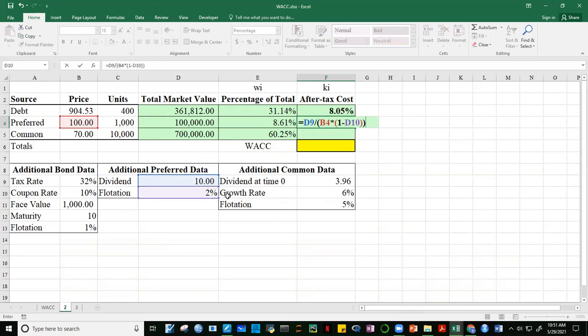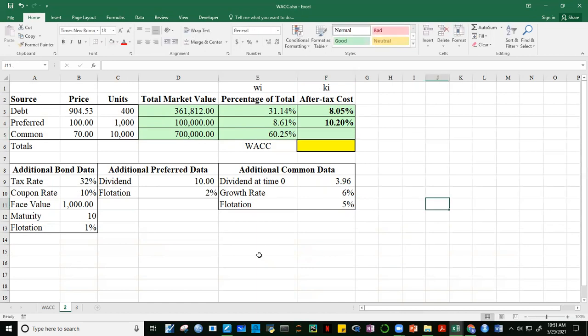Okay, the flotation cost kasi is shown in percent. So this is the percent of your price. So binawasan natin yung price ng, okay, so that's 10.2%. Ang cost ng preferred is 10.2%. And then lastly, okay, you have your cost of equity.